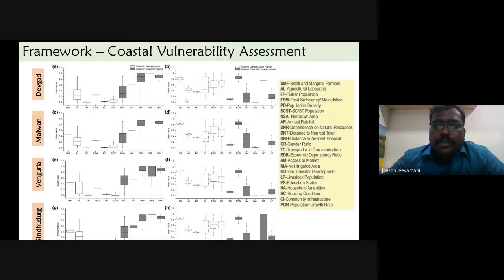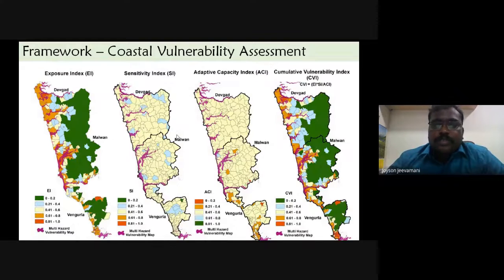For example, in terms of adaptive capacity, the economic dependency ratio is very high. That's why this box plot is on the higher end, whereas access to market is very low. So we can find what the indicators are. It is the overall indicator for Devgad. This is the statistics for Malvan, how it is dispersed, for Vengurla and overall Sindhudurg, how it is dispersed. So in such a way, the index value can be mapped and presented here, and we can see how the parameters are varying and what parameters are contributing to adaptive capacity. So this is what I did.